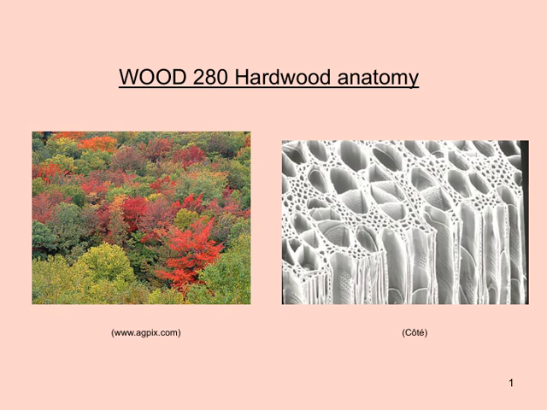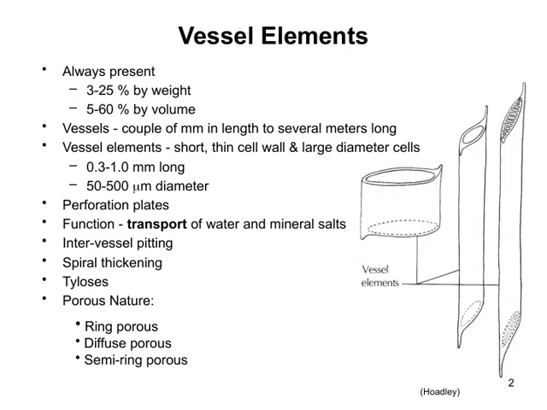Let's get started. Vessel elements are always present in the xylem tissue, and they play a crucial role in water conduction. They typically make up about 3 to 25% of the wood's weight and about 5 to 60% of its volume. Vessels themselves can vary quite a bit in size, ranging from just a few millimeters long to several meters, depending on the species and the part of the plant.